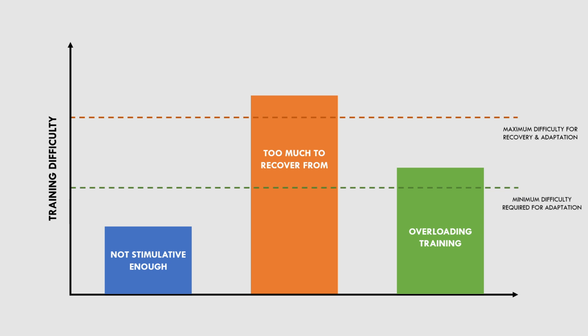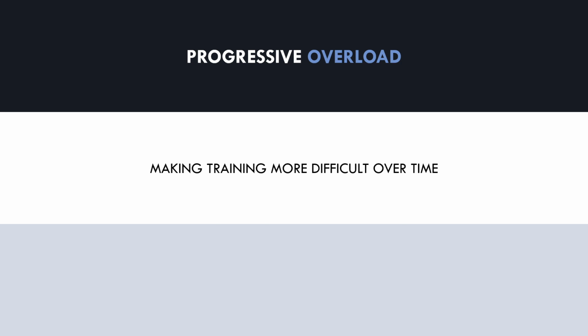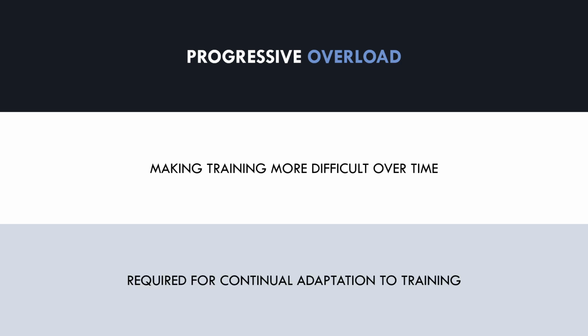This brings us to the topic of progressive overload. Progressive overload is a fairly simple concept. It refers to making training more difficult over time. This can be from week to week, mesocycle to mesocycle, or year to year. For any adaptation to occur from any form of training, progressive overload must be applied in some way. So how do these concepts relate to hypertrophy training? To understand this, we need to cover some fundamental training variables related to hypertrophy training.